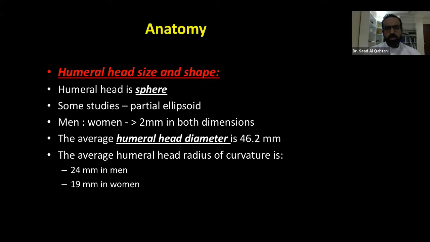Before we go into some basic biomechanics and Grammont implants, I would like to talk about anatomy and basic science, because it's very important to understand the prosthesis itself. The humeral head is mainly a sphere, though some studies showed it is a partial ellipsoid. The average humeral head diameter is about 46.2, and there is always a constant ratio between the humeral head diameter and the humeral head radius. Most men get around 24, and it's about 19 in women.